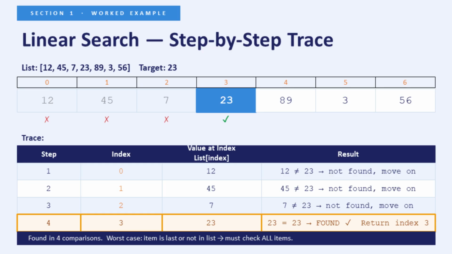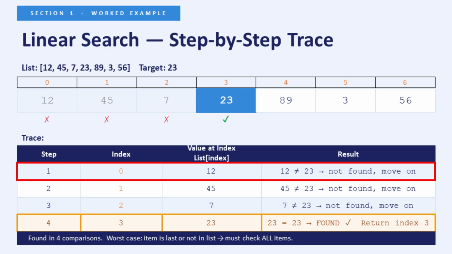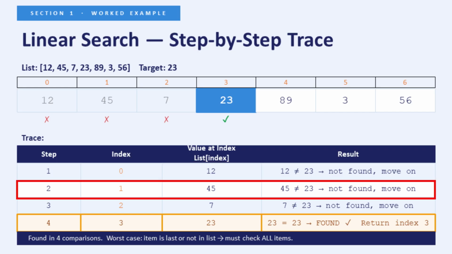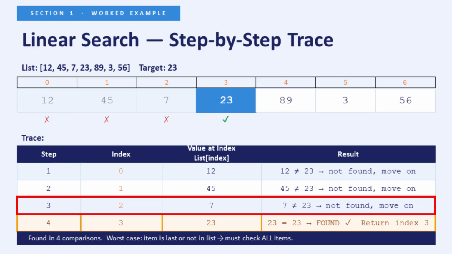Okay, now we search. Our target is 23. We want to find which index it is at. Step 1, index equals 0. The value at index 0 is 12. Is 12 equal to 23? No, move on. Step 2, index equals 1. The value at index 1 is 45. Is 45 equal to 23? No, move on.